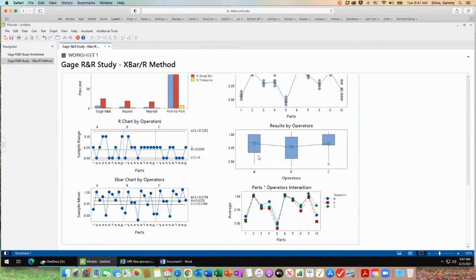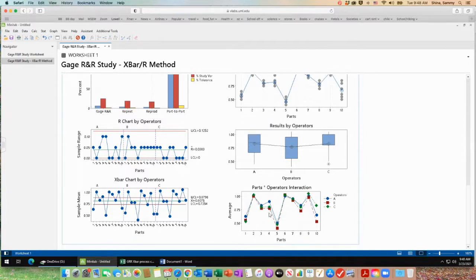Operator A is biased to the top, and operator C is really biased to the top. So operator C is a very bad operator. So we need to work on operator C. You can see the average is 0.8108. So the main average is 0.8, and operator B matches that, and the other 2 operators are higher.